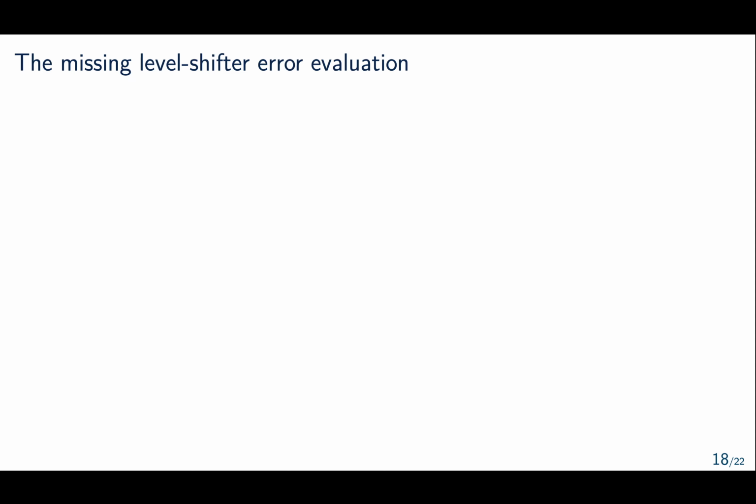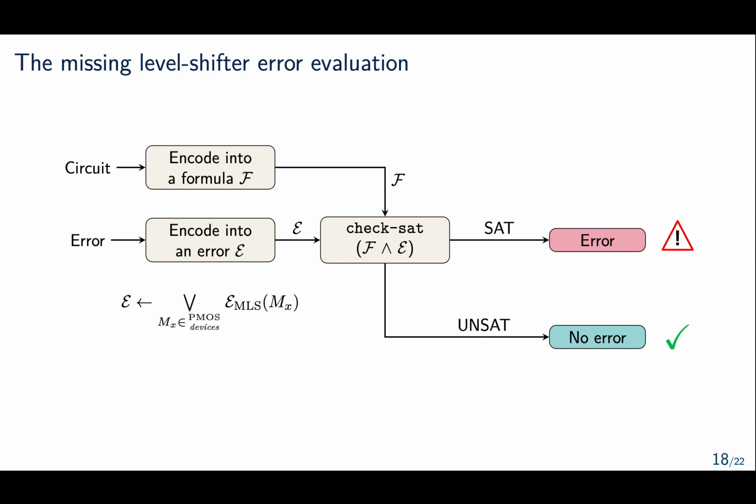We implemented a verification tool in the OCaml programming language, and here is the verification methodology we use in our tool. It has been specified here for the missile level shifter error, but it is the same for other errors. We encode the circuit netlist into a formula using the defined semantics. We encode the error using variables of the circuit formula. Then we ask a solver to check whether the conjunction between the circuit formula and the error formula is satisfiable. If so, we conclude that it is indeed an error, otherwise it's not.